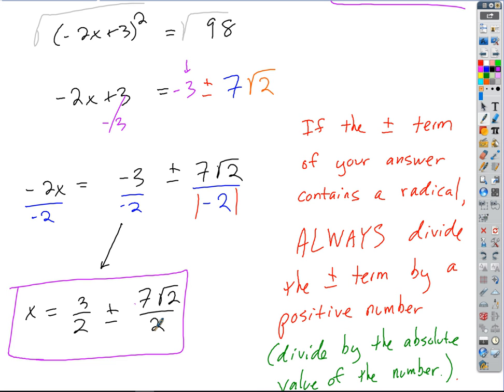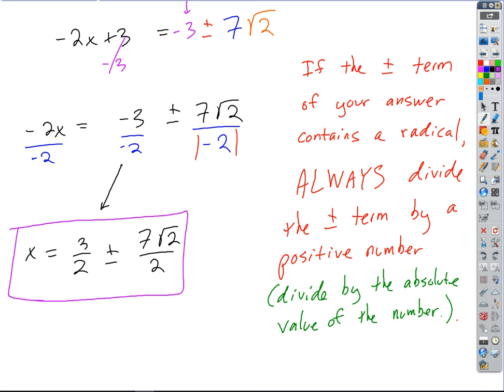See what I'm saying? Okay, so here's the rule that you can put in your notes, and I'll put this in the notes online too, if you don't want to write it down. If the plus or minus term of your answer contains a radical, always divide the plus or minus term by a positive number, so by the absolute value of whatever the number is in the denominator. It just makes life a lot easier. Okay? Make sense?